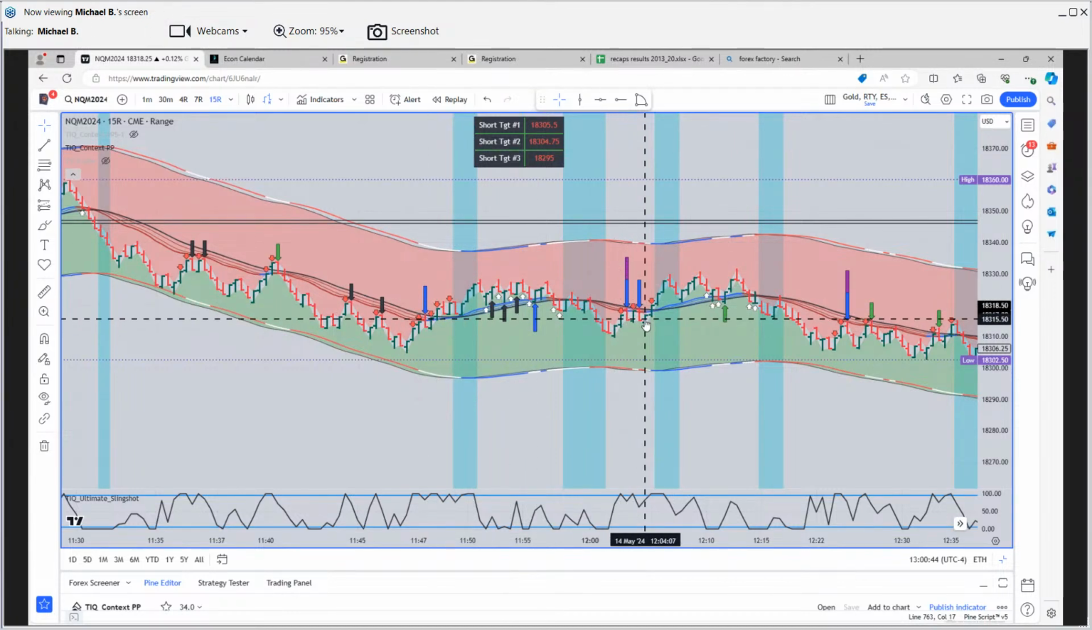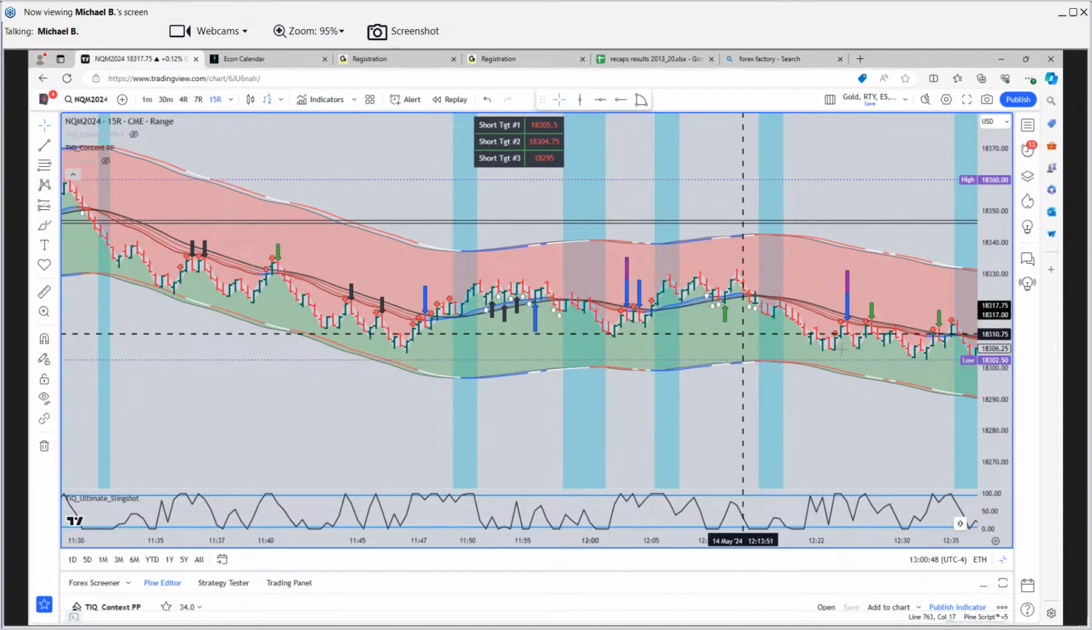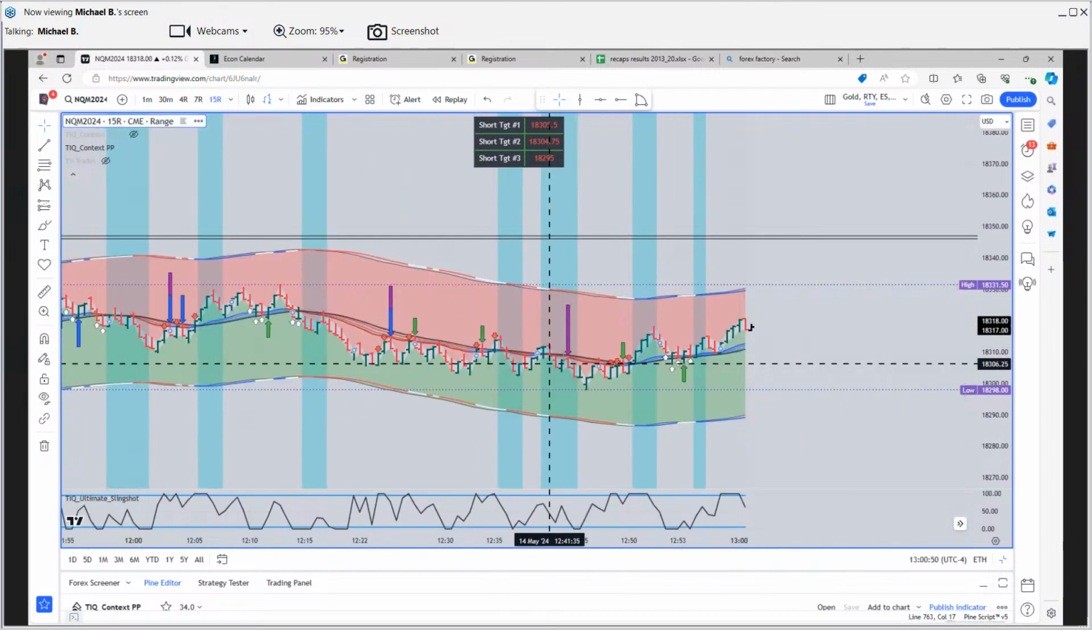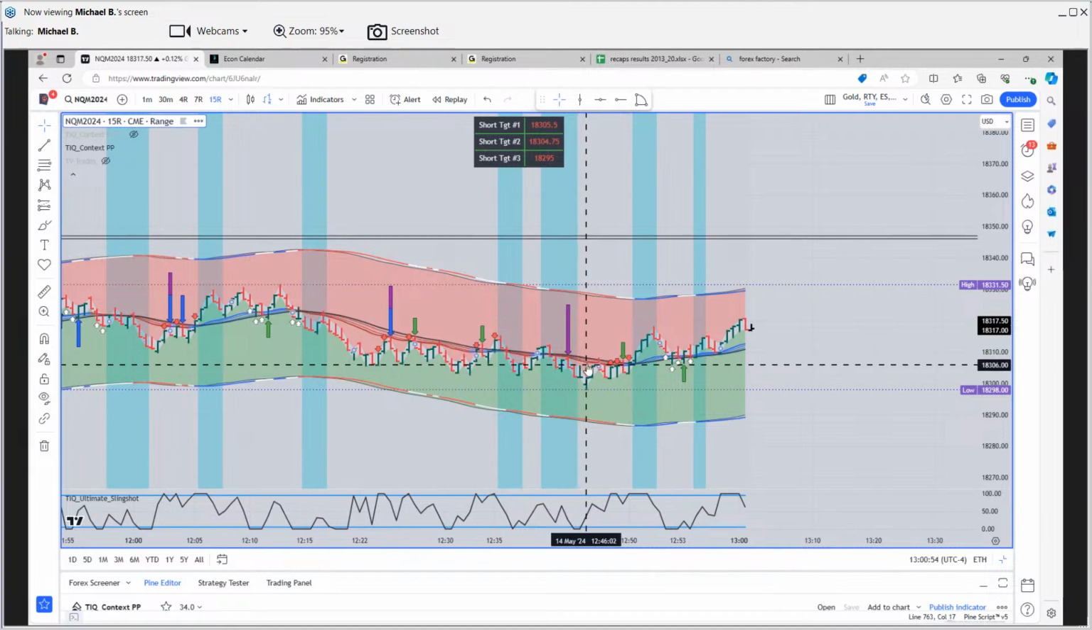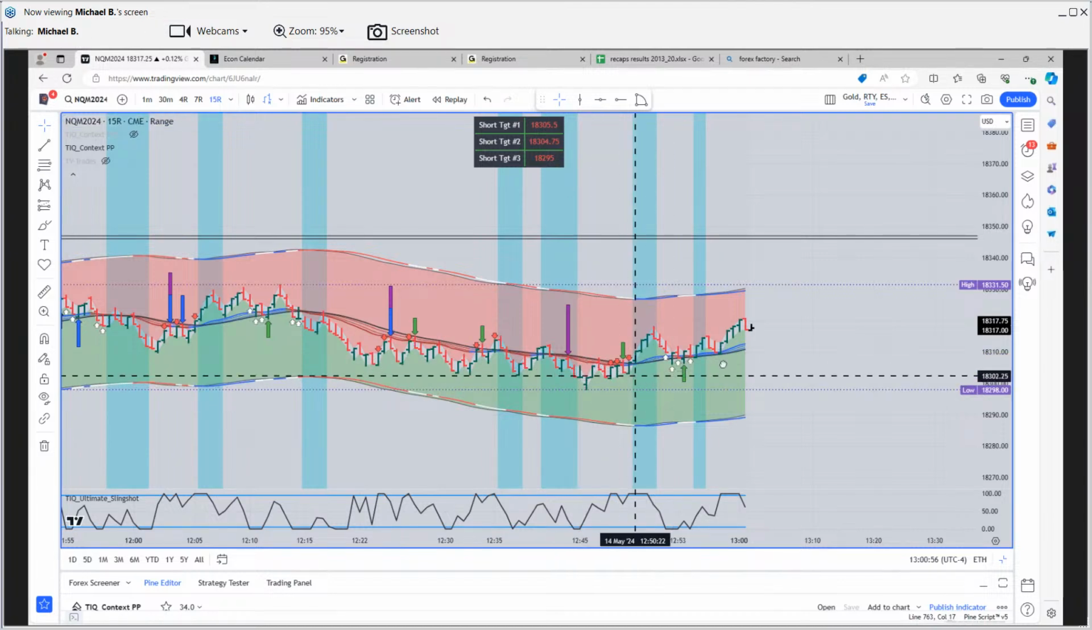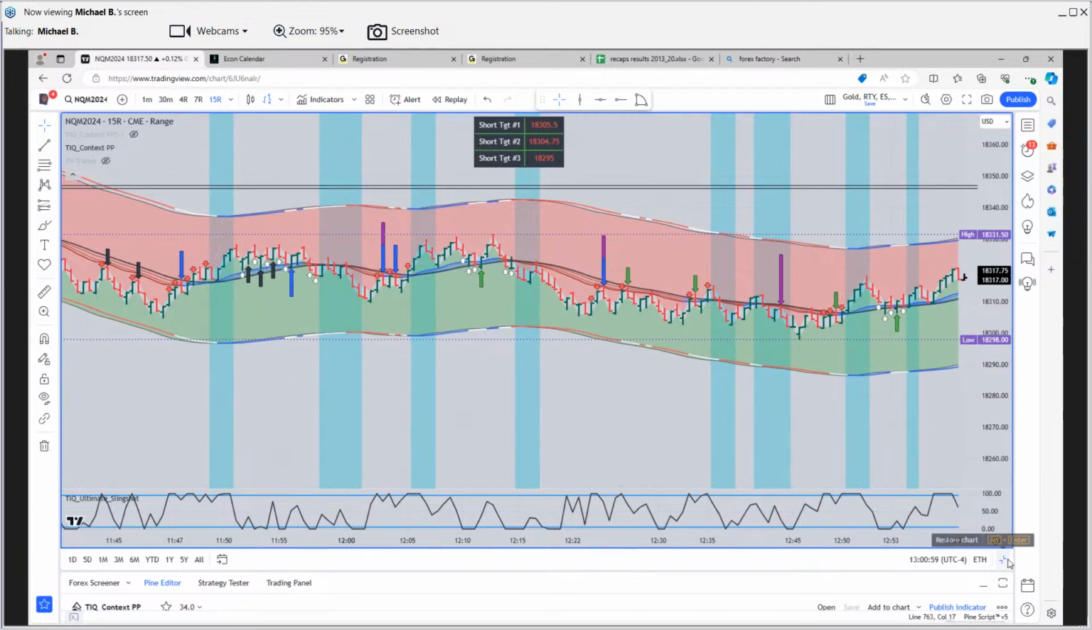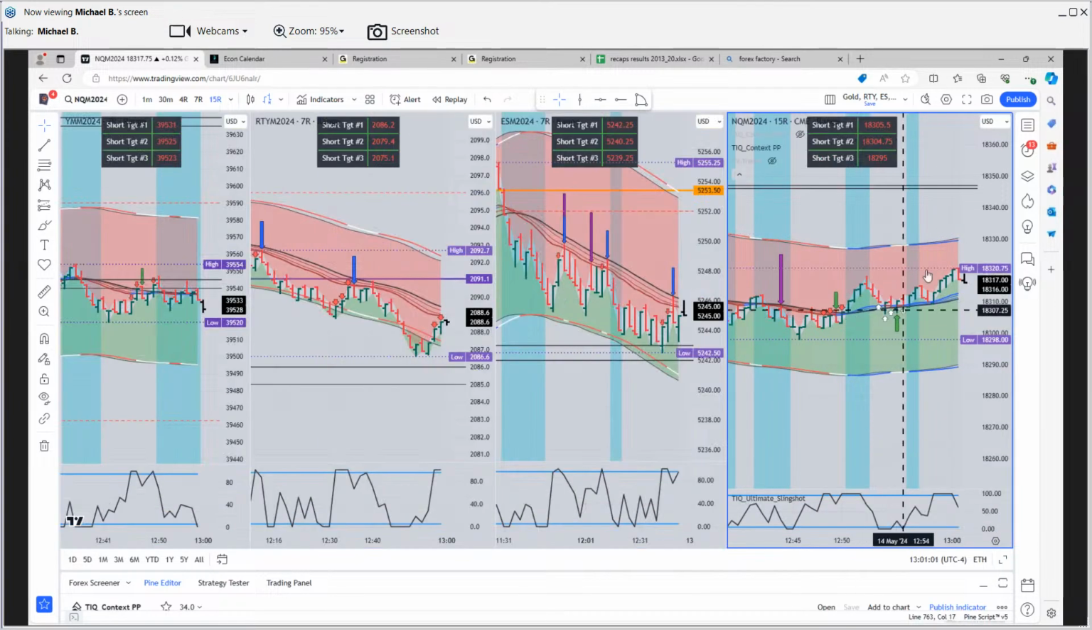This, the purple, blue, purple, that would have given you a break even right there. This would have given you some profit. And this would have given you some profit. And that was it. Okay, that was what we did today in the room.